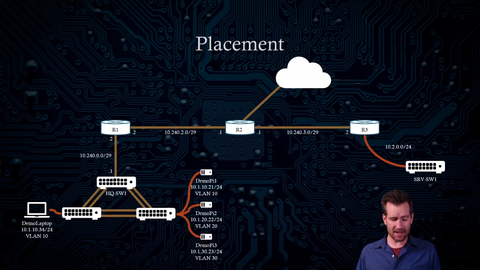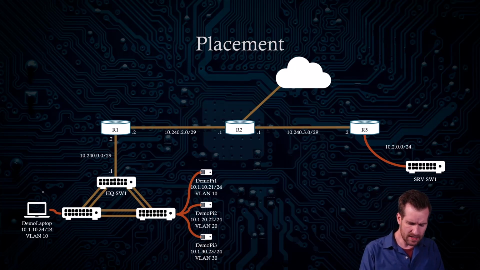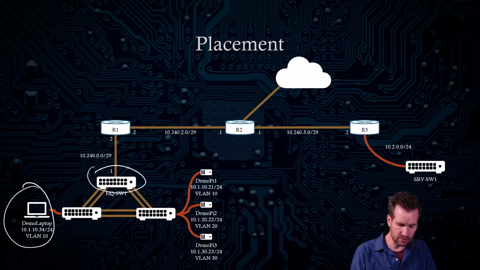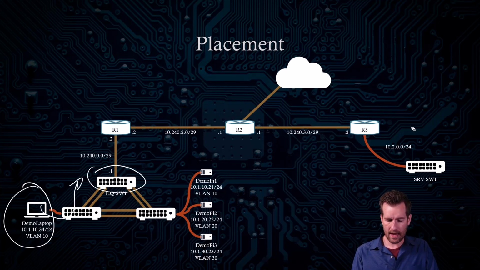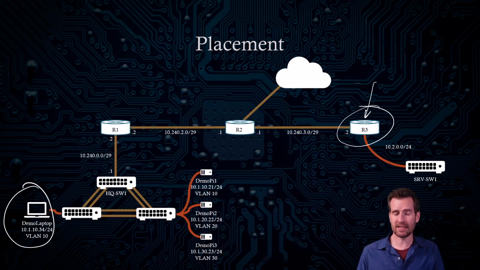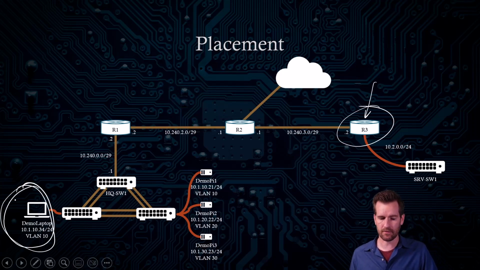Now with a standard ACL, the recommendation is to put it closest to the destination. That's because it only specifies the source. If you put it too close to the source, then the source can't get anywhere on the rest of the network. So for a standard ACL, we have to put it closest to the destination to block the traffic from whatever device we're trying to block the traffic from.